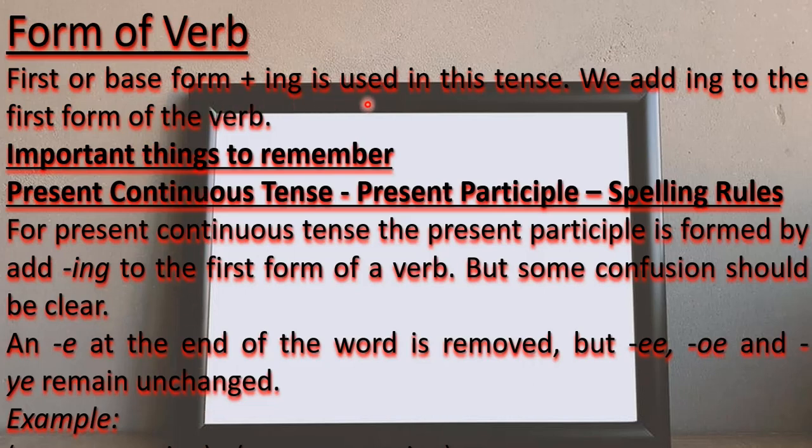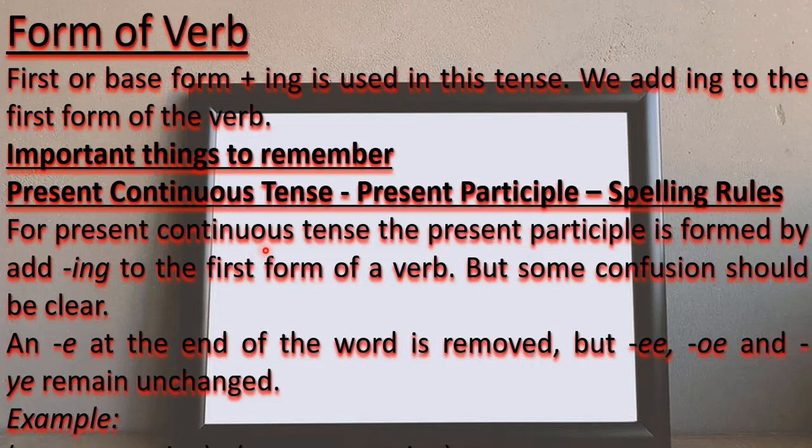So now we will look at the form of the verb. First, a base form plus ing is used in this tense, and we add ing to the first form of the verb. Important thing to remember: present continuous tense uses the present participle, I mean the first form plus ing.